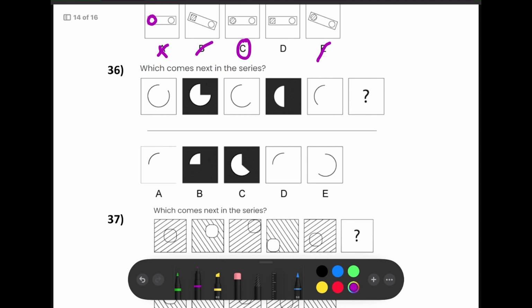Next question. As you can see, the squares go from being white to black, white, black, white. So here it's got to be black, so we can rule out A, D, and E.